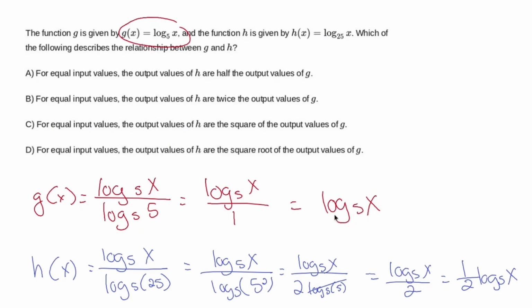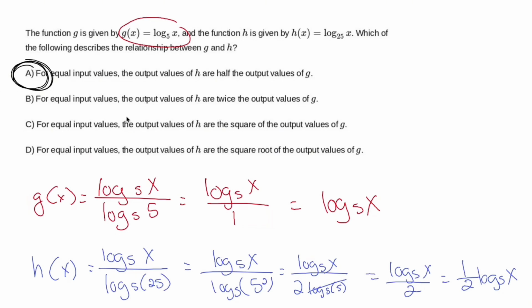Right? So what we could say is h of x is half of g of x. So for equal input values, the output value of h is half the output value of g. So right away we can go with the answer of A.